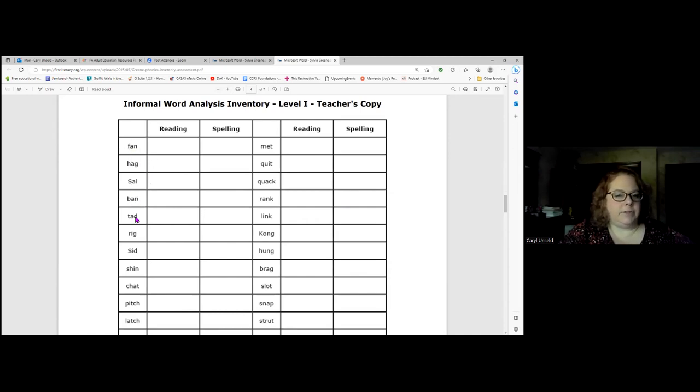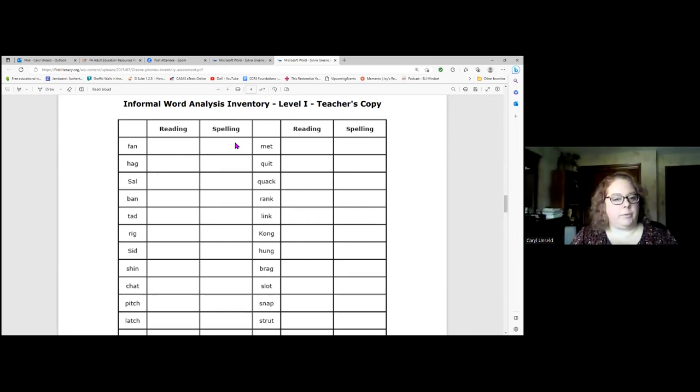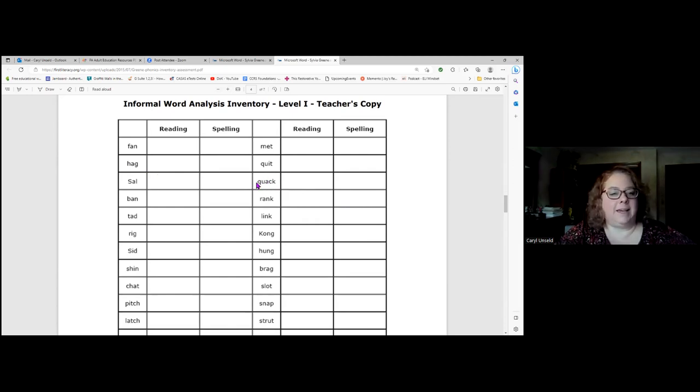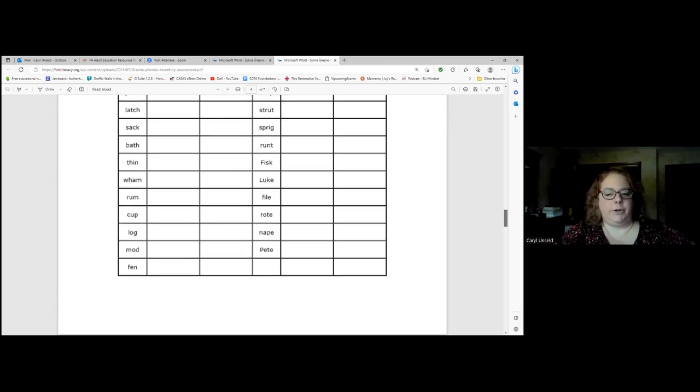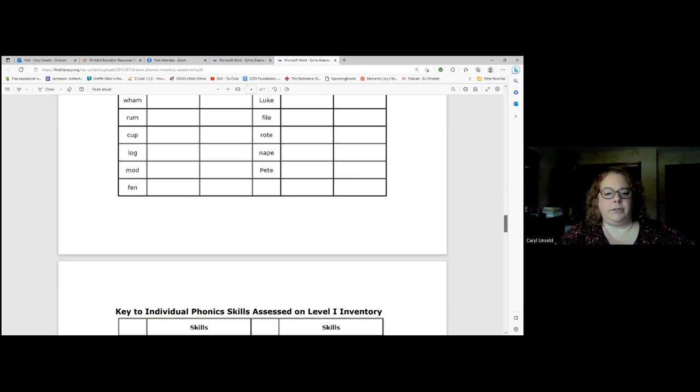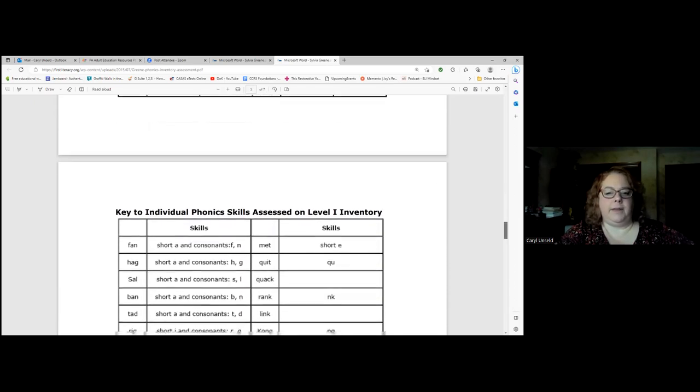So they are reading this list of words and you would mark if they couldn't read the word fan or couldn't spell the word fan. Then you can go back after you do this quick little inventory with them and find they're having trouble with the CK sound, or just the K sound in general, and don't know the rules around CK, the K sound. I'm going to show you a little tool that you can use with them.